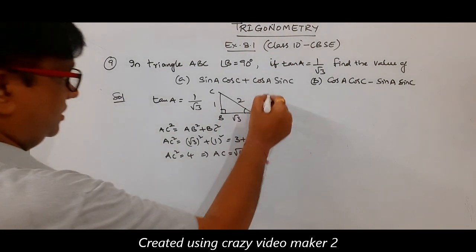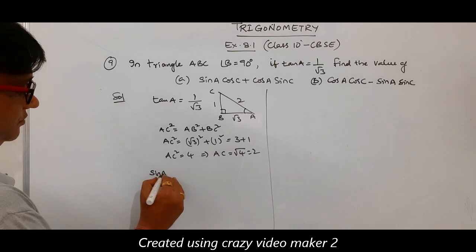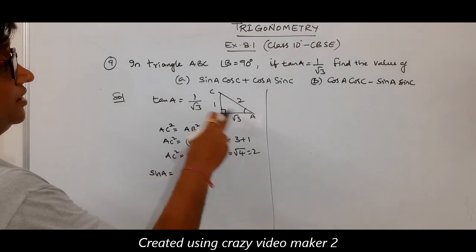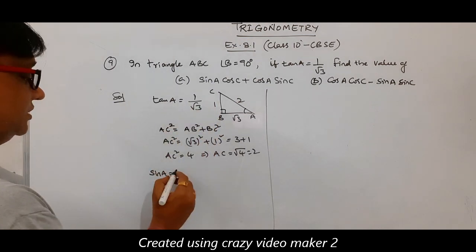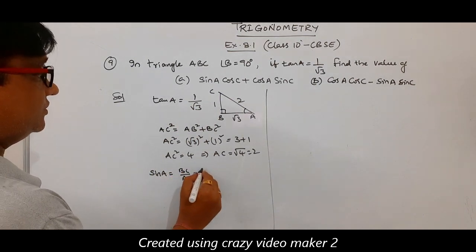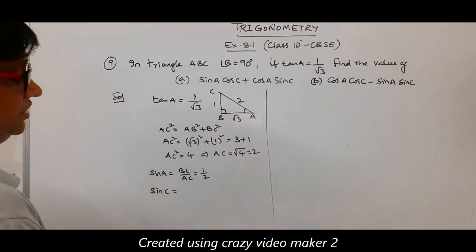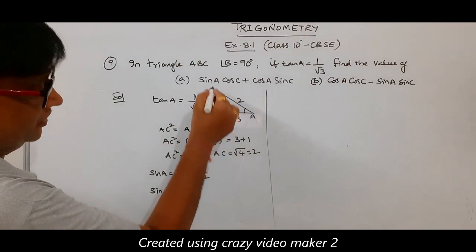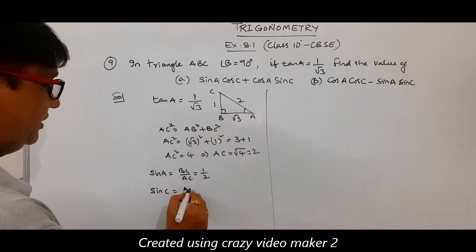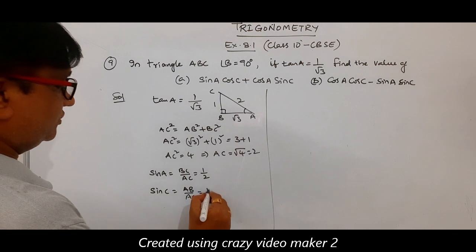Now come back one by one. Please see what is sin A. Sin A means opposite, that is BC by AC, that is 1 by 2. What is sin C? Sin C, C ka opposite, is AB by AC, that is root 3 by 2.